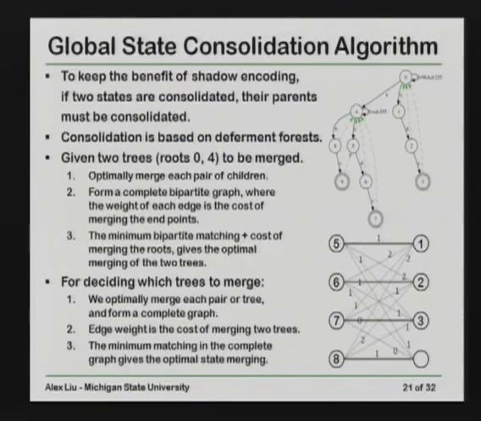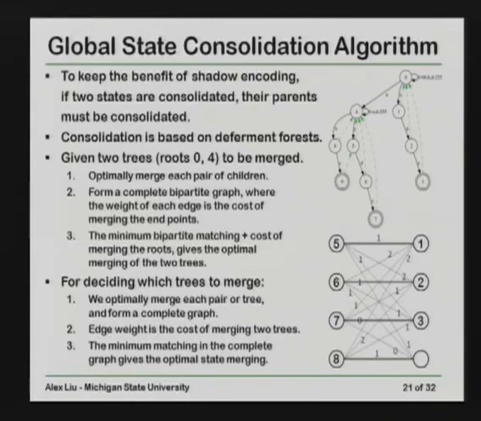So the global state consolidation algorithm. Basically, we want to find which two states need to be consolidated together. To keep the benefit of shadow encoding, if 2 states are consolidated, their parents also need to be consolidated. Here the parents are the deferment forest parents. So basically the consolidation is based upon the deferment forest.